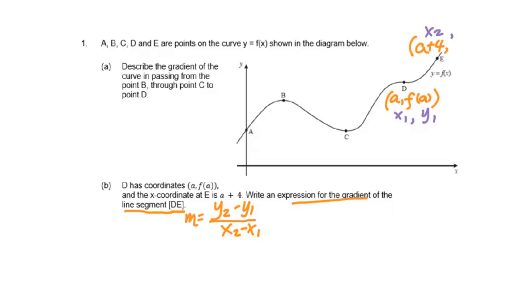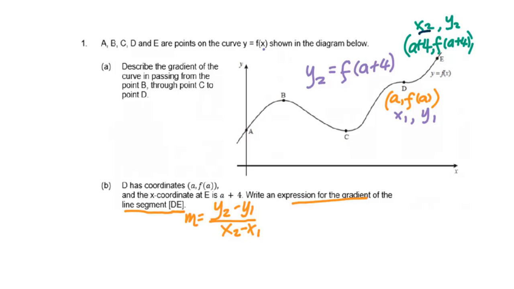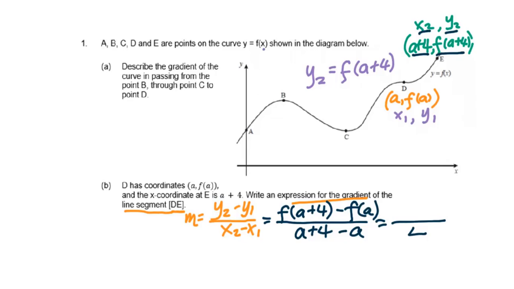So here's x2. How do you get y2? For y2, you substitute a plus 4 for this x, so you get f of a plus 4. In other words, x2, y2 will be a plus 4 and f of a plus 4. Therefore, we plug into this formula and get f of a plus 4 minus f of a over a plus 4 minus a. We simplify: the denominator is 4. Then f of a plus 4 minus f of a. This will be the answer to B.